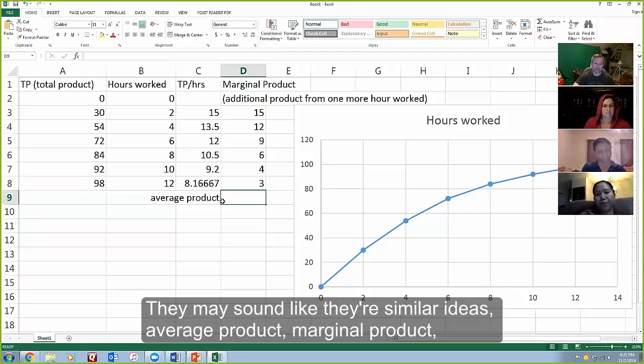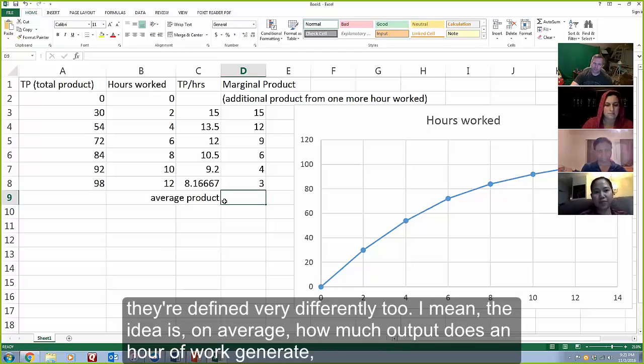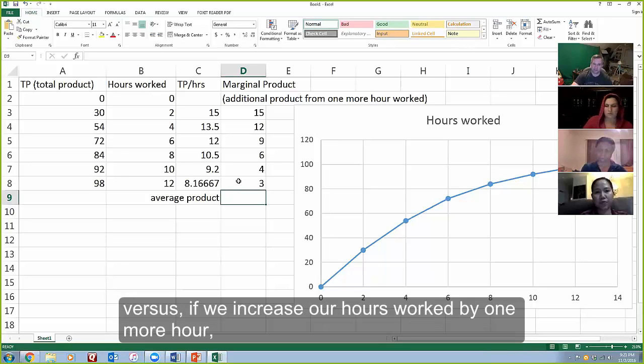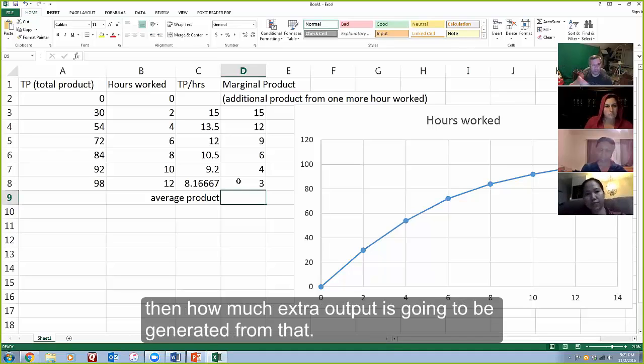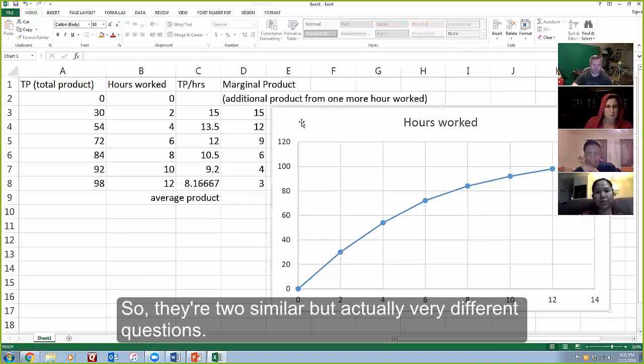They may sound like similar ideas, average product and marginal product, but they're calculated differently, and they're defined very differently too. I mean, the idea is, on average, how much output does an hour of work generate versus if we increase our hours worked by 1 more hour, then how much extra output is going to be generated from that. So they're two similar, but actually very different questions.